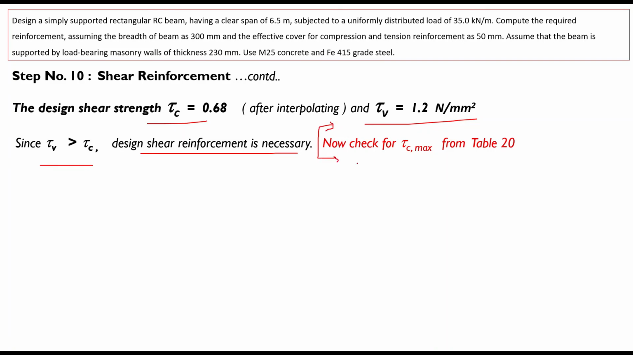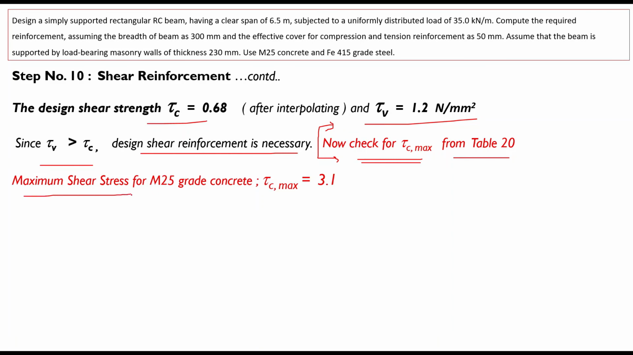Now the important part is this one. Another, as per the codal guidelines, we have to check what is the maximum shear stress carrying capacity of the section based on the grade of concrete. So we have to pick the value from table number 20. So maximum shear stress for M25 grade of concrete comes out to be 3.1. So that means one thing is clear, your tau C is lesser than 3.1, as well as your tau V is also lesser than 3.1.